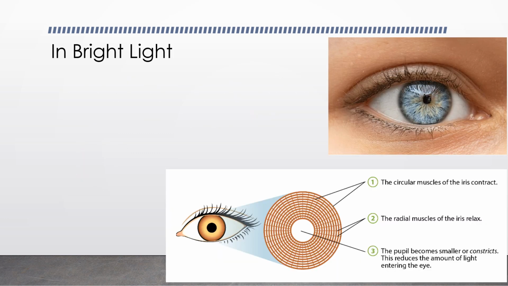So let's go to one scenario again. What happens when you are in bright light? You can see in this picture that the pupil in this eye is very constricted. It's actually very small. It's actually logic. Think about it.